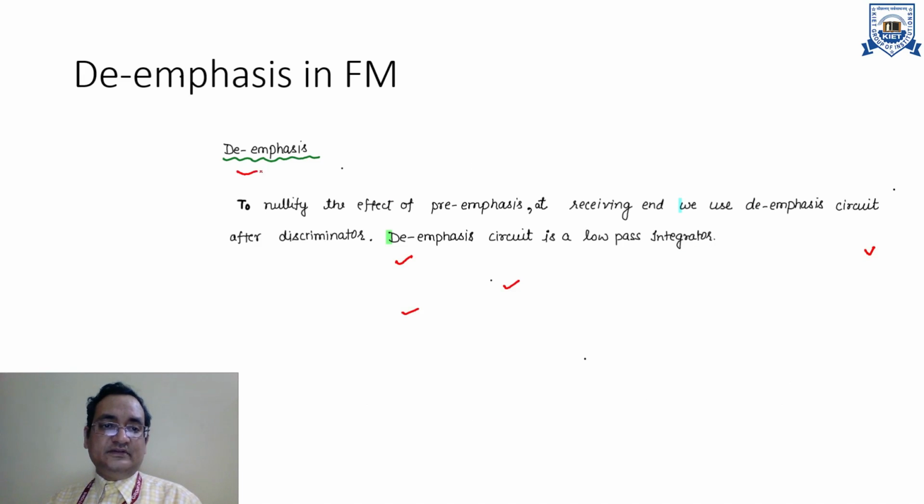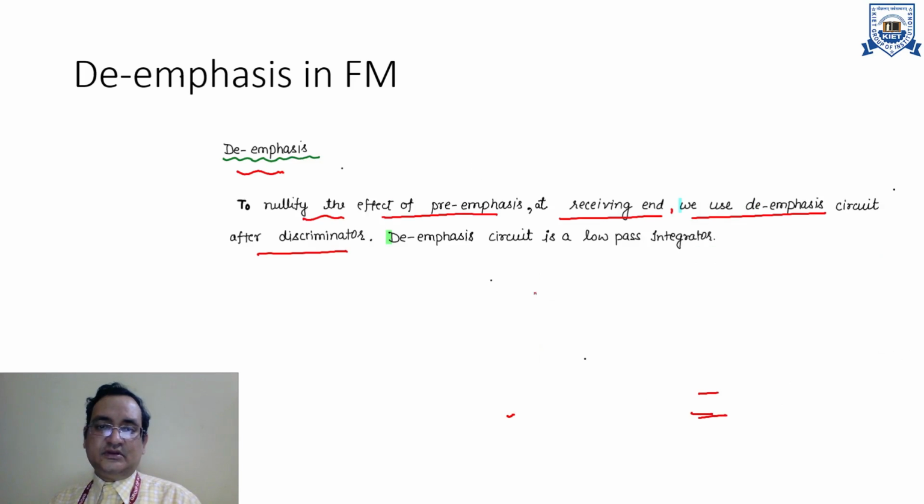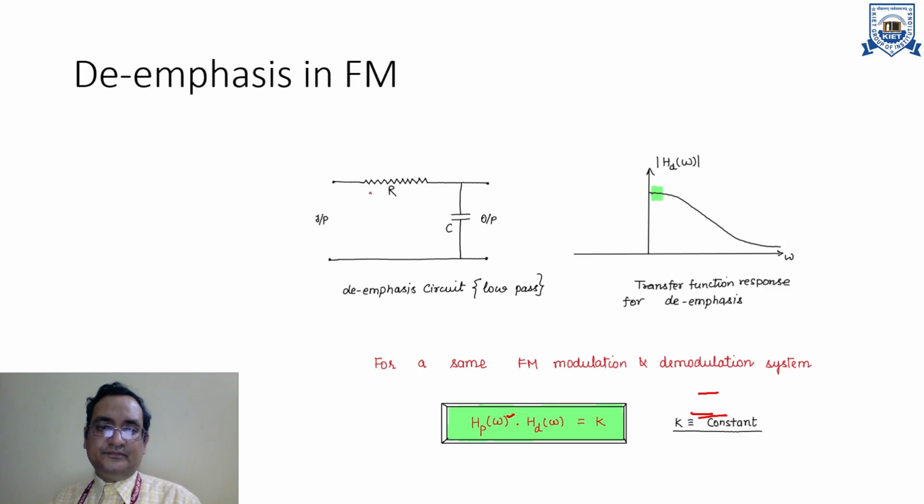Similarly, a de-emphasis circuit is used to nullify the effect of pre-emphasis at the receiving end. We use the de-emphasis circuit after the discriminator. This is the pre-emphasis circuit, which is a high pass filter, and at the receiver end we use the de-emphasis, which is a low pass filter. This is the pre-emphasis transfer function, and this is your de-emphasis circuit, right? At the receiving end, this is the resistance, this is the capacitance, and you apply the demodulated input here and you get the output.